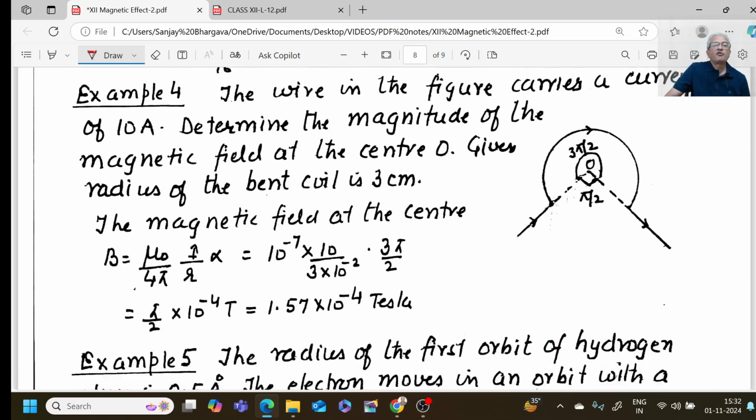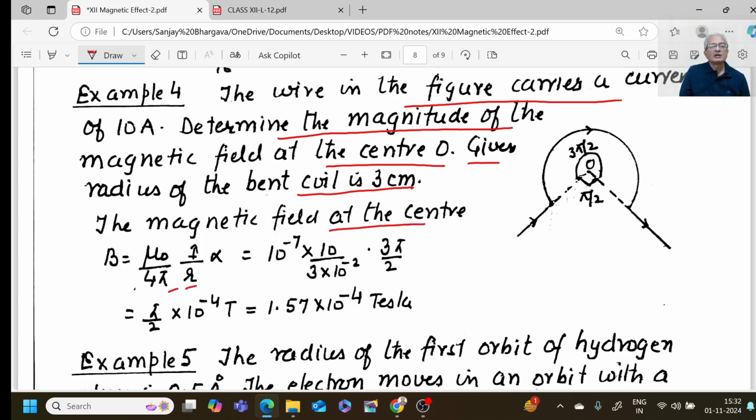Example number 4. The wire in the figure carries a current of 10 ampere. Determine the magnitude of magnetic field at the center O, given radius of the bent coil is 3 cm. The magnetic field at the center is μ0 upon 4π, I upon r, alpha. And what is the value of alpha here? The alpha angle is 3π by 2. So I get here π by 2 into 10⁻⁴ Tesla. That is 1.57 × 10⁻⁴ Tesla.